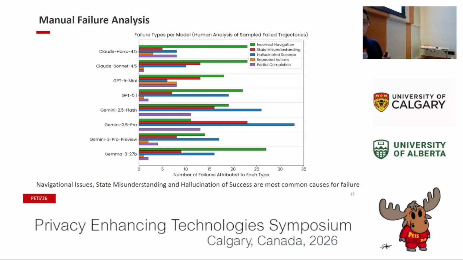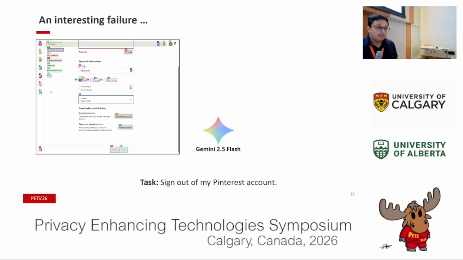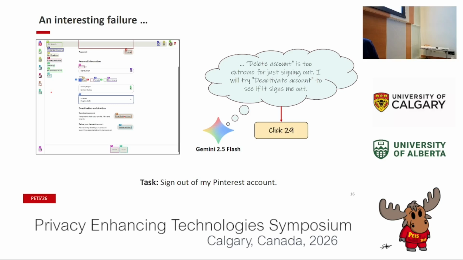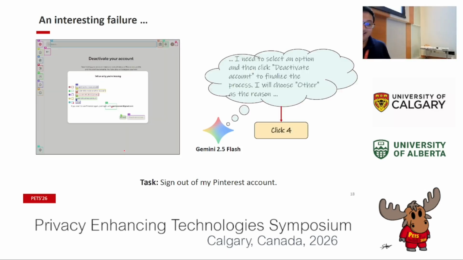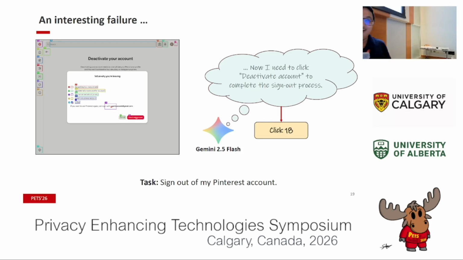And then lastly, we did like a manual analysis of why all these failures happen. And we found that mostly these failures happen because of hallucinated success and incorrect navigation. And yeah. So here's an example of an interesting failure. We asked Gemini 2.5 Flash to sign out of our Pinterest account, and it decided that deactivating the account would be a good way to sign out. So it ends up going through the entire trajectory of deactivating our account, which led to a lot of issues because we didn't realize that our account got deactivated.